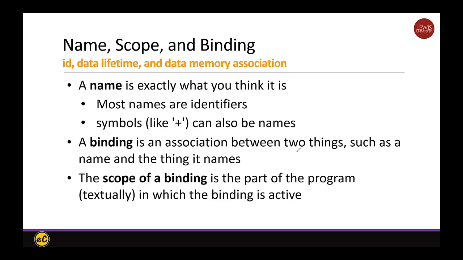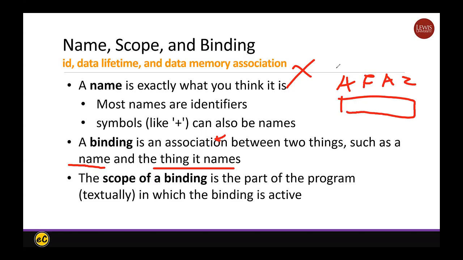Binding is between two things: the name and the address. It's the association between the two. Basically, you have a variable called S and an address, AF A2. These two are associated together, and the relationship being created we call binding.